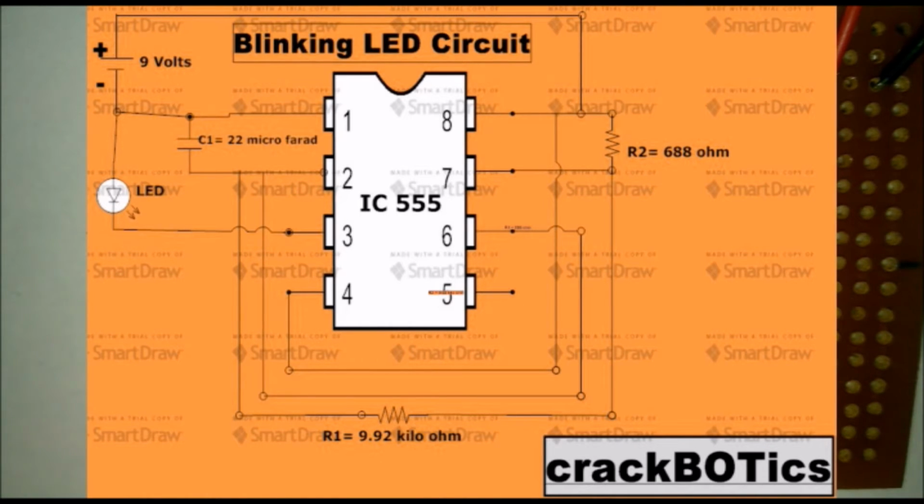Now let's look at how the resistors and the capacitor are placed. A resistor R1 is placed between pin number 8 and pin number 7. A resistor R2 is placed between pin number 7 and pin number 2. And a capacitor is placed between pin number 2 and the ground. Whenever you connect the capacitor, always make sure that the positive terminal is connected to pin number 2 and the negative terminal is connected to the ground.